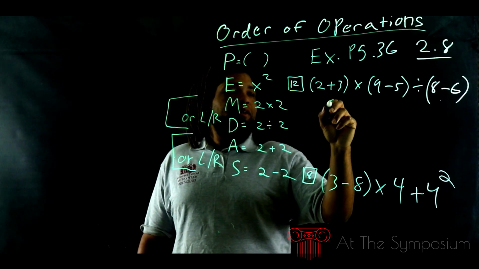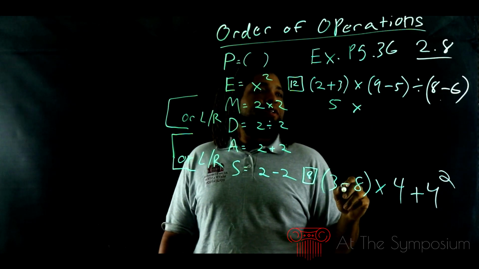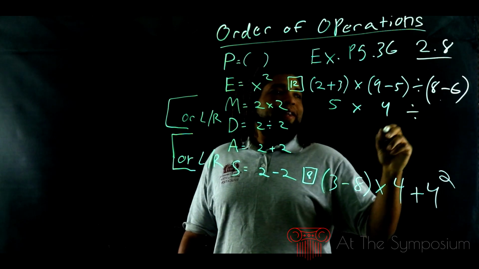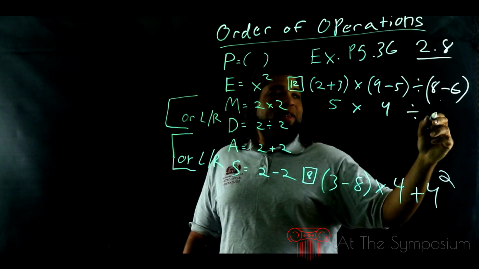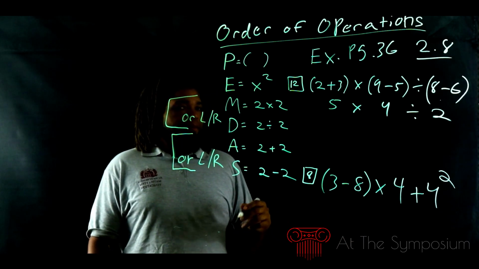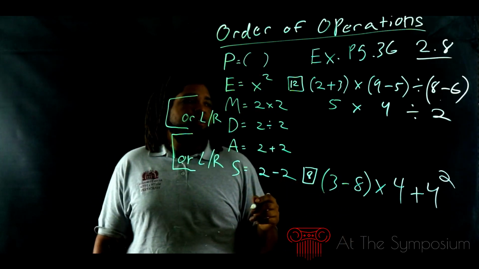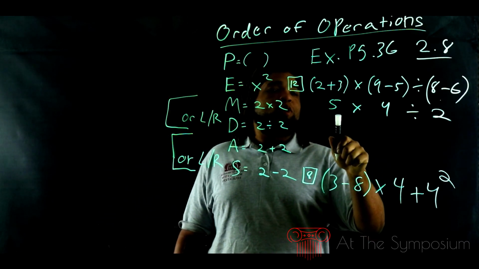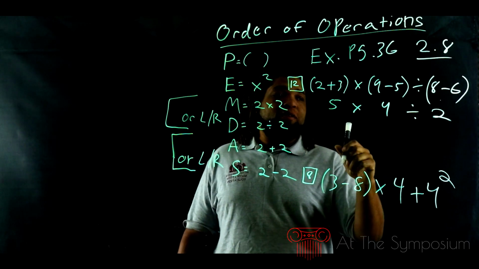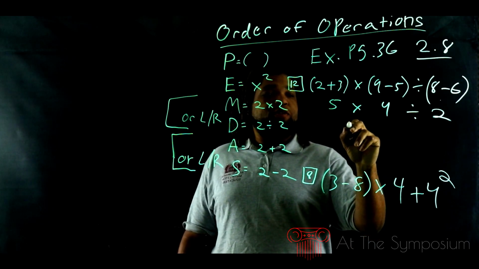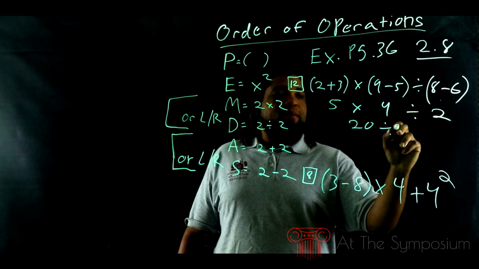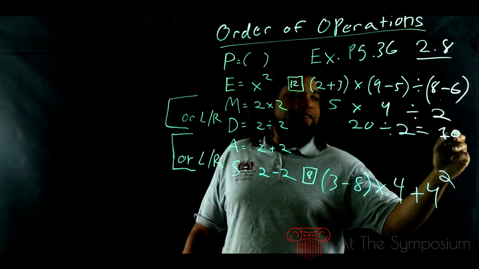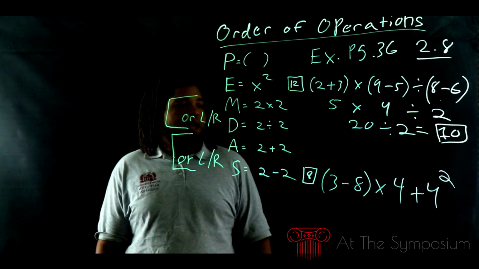So 2 plus 3 is 5. That's times 9 minus 5. 9 minus 5 is going to give us 4. Then it's divided by 8 minus 6. 8 minus 6 is going to give us 2. But again, now we have to figure out which one we do first, multiplication or division. Again, we multiply or divide from left to right. So multiplication actually comes first in the series if we go from left to right. So that's going to give us 5 times 4, which is 20, divided by 2. And now we're just left with division. 20 divided by 2 is going to give us 10, and that's our answer.